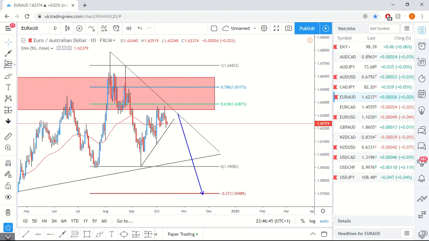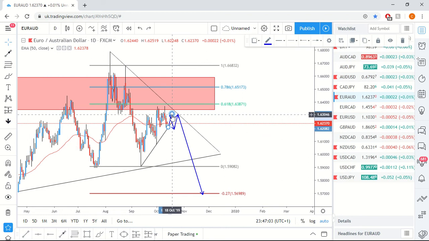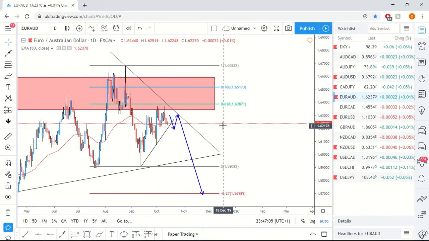But what obviously we'd prefer to see is price come up a little bit higher, come back down to break the trend line, and then a retest of a little bit higher, and then we can look to take a short opportunity. The euro is looking quite weak at the moment, as we'll see with a couple of other pairs, apart from the euro dollar, because the dollar is looking increasingly weak.